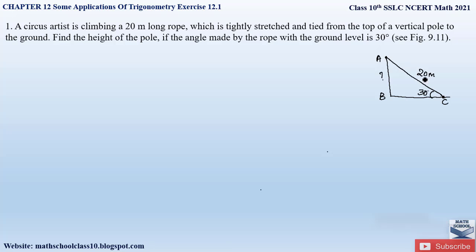Okay, so here again you can notice that ABC will form a right angle triangle because AB is a vertical pole with respect to the ground. So this makes a 90 degree angle. So after reading the question, we have drawn the figure and we have figured out a right angle triangle, that is ABC, which is right angled at B.